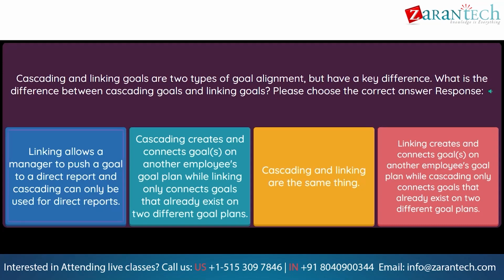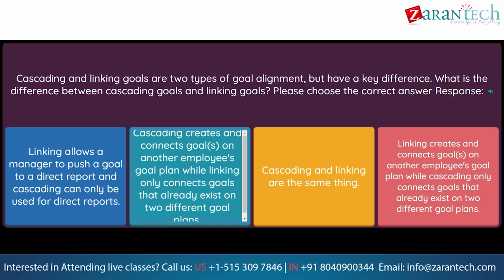Response: Option 1, linking allows a manager to push a goal to a direct report, and cascading can only be used for direct reports. Option 2, cascading creates and connects goals on another employee's goal plan, while linking only connects goals that already exist on 2 different goal plans. Option 3, cascading and linking are the same thing. Option 4, linking creates and connects goals on another employee's goal plan, while cascading only connects goals that already exist on 2 different goal plans.